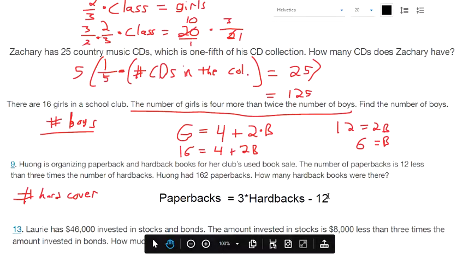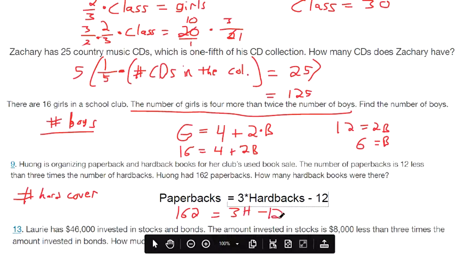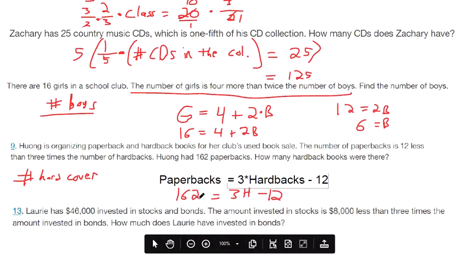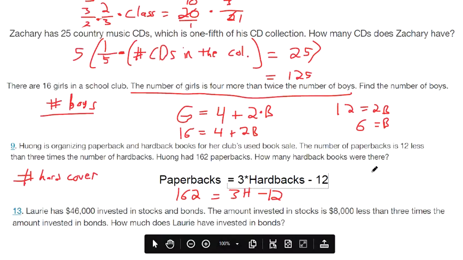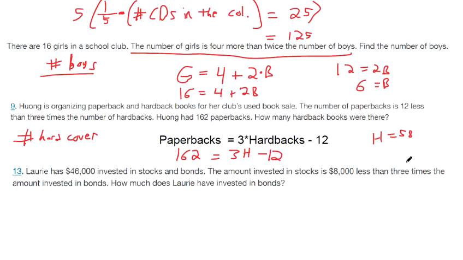So we got some words here. We're told that there's 162 paperbacks, so that means we get to make a replacement here. Instead of the word paperbacks, we're going to put 162 in its place. And instead of writing the word hardbacks, I'm just going to put H. And that's an equation you can solve for H. Okay, add 12 to both sides, so we get 174. 174 divided by 3 makes 58. And again, you can check that number 58 and see if it makes sense with the word problem.